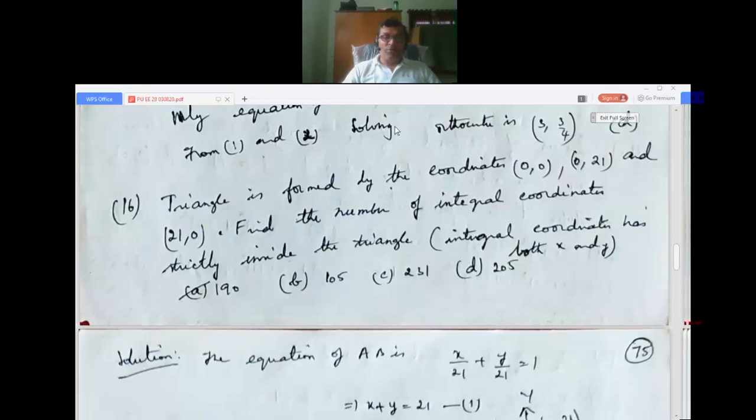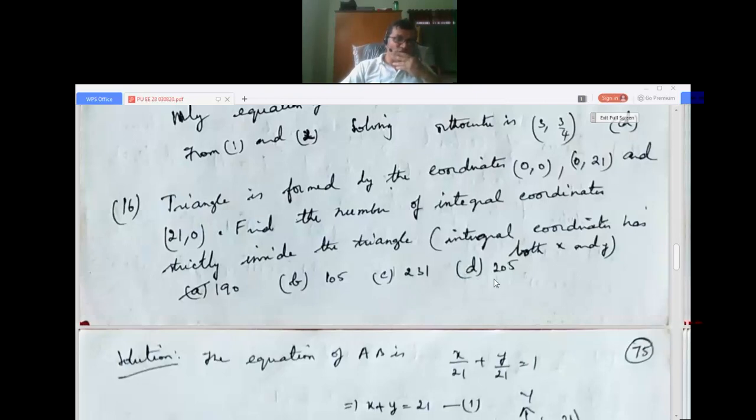A triangle is formed by the coordinates (0, 0), (0, 21) and (21, 0). Find the number of integral coordinates strictly inside the triangle. Integral coordinates means both x and y are integers. The options are 190, 105, 231, and 205.